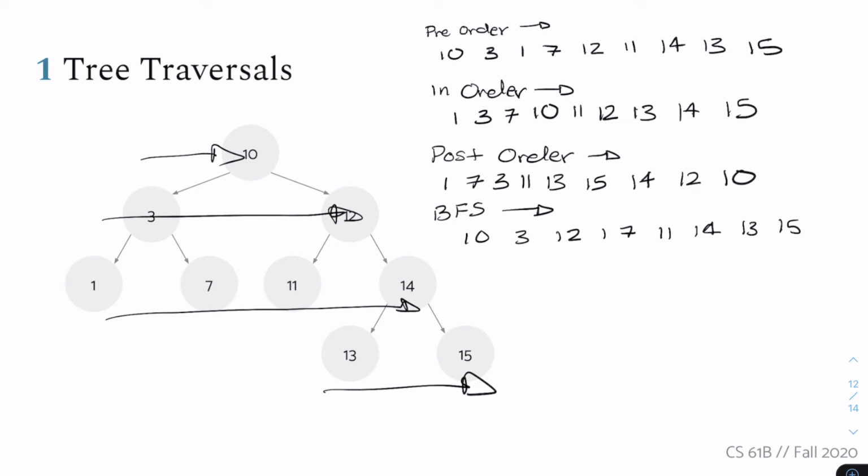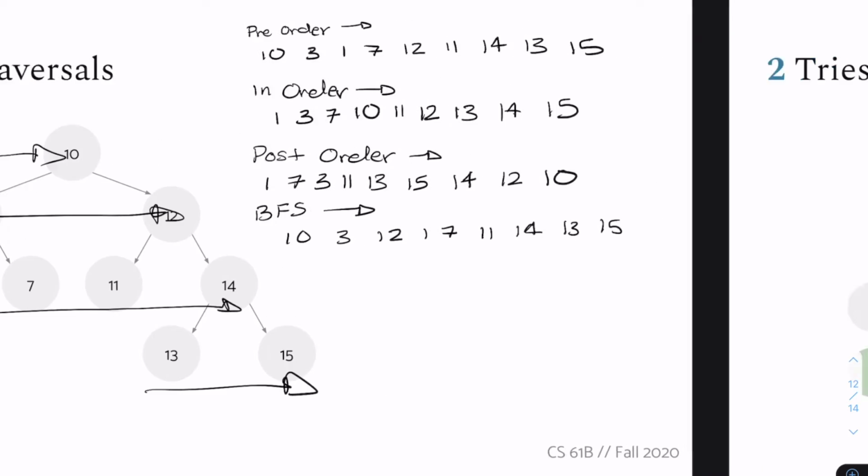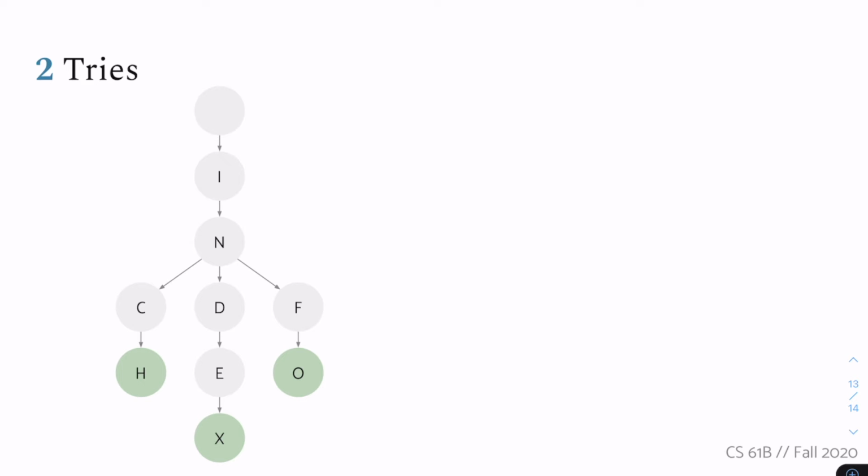So if you look at this, you can see that our in-order traversal in fact returns the nodes in sorted order because we're working with the binary search tree. And you can kind of see how we got pre-order, post-order, and BFS. Next, we're going to move on to a question about tries.